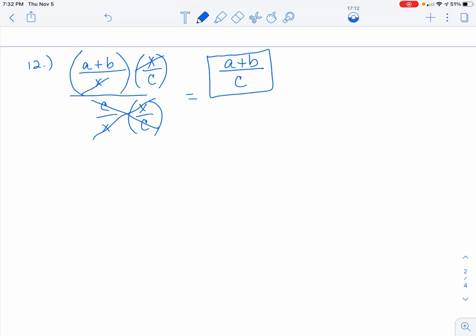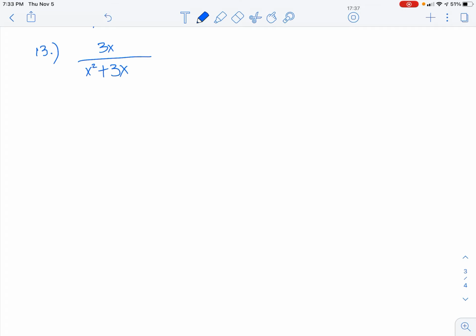Let's look at number 13 together. Number 13 says they want us to add together these 2 ginormous fractions here. So let me get this written out. Let me make this a clean sheet. 13, we have 3x over x squared plus 3x minus 10 minus 4 over x plus 5.